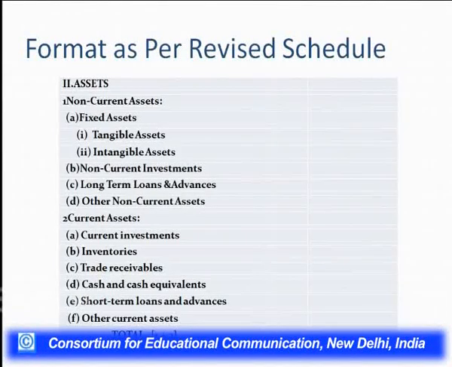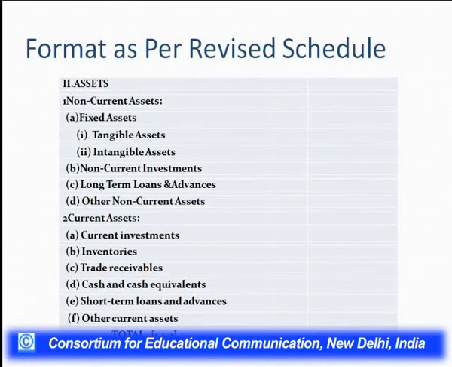Now the second section I am going to talk about is assets. Have a look at the slide; assets would have two major parts. One would be non-current assets and another would be current assets, right? Non-current assets have 4 sections in them: fixed assets, non-current investments, long-term loans and advances, and other non-current assets. Fixed assets have 2 subsections. One is tangible assets and another is intangible assets.